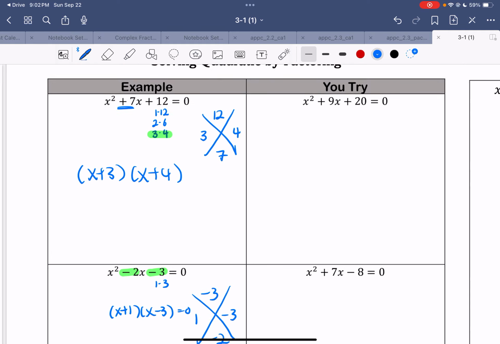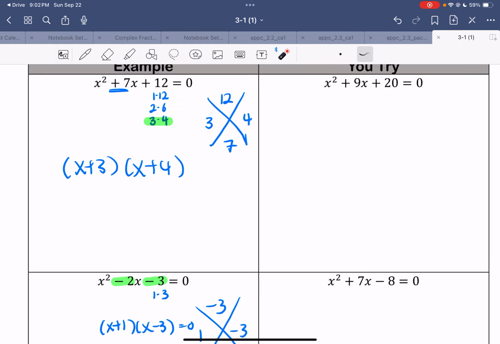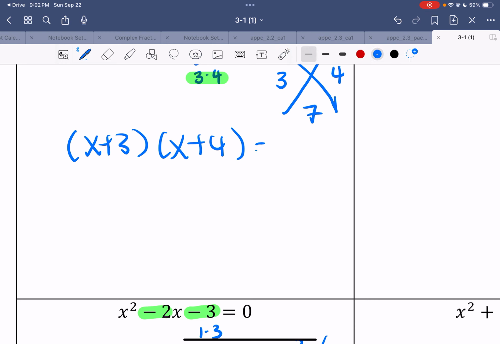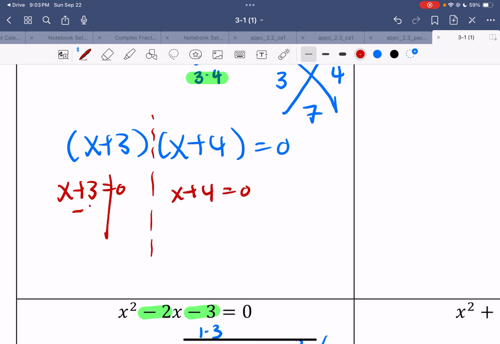Oh, here. I forgot one important thing. Do you see it says equal to 0? So basically, we are trying to find the x-intercept. So what you have to do is set each one of them equal to 0 and then solve it. So here, what you can do is minus 3 both sides. You get x equals negative 3. Same thing here, minus 4 both sides. You get x equals negative 4. That's what you should do.